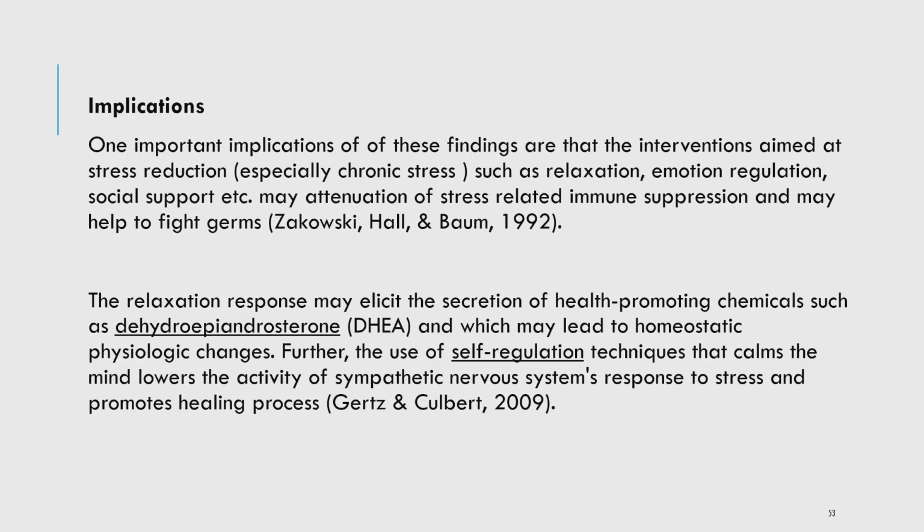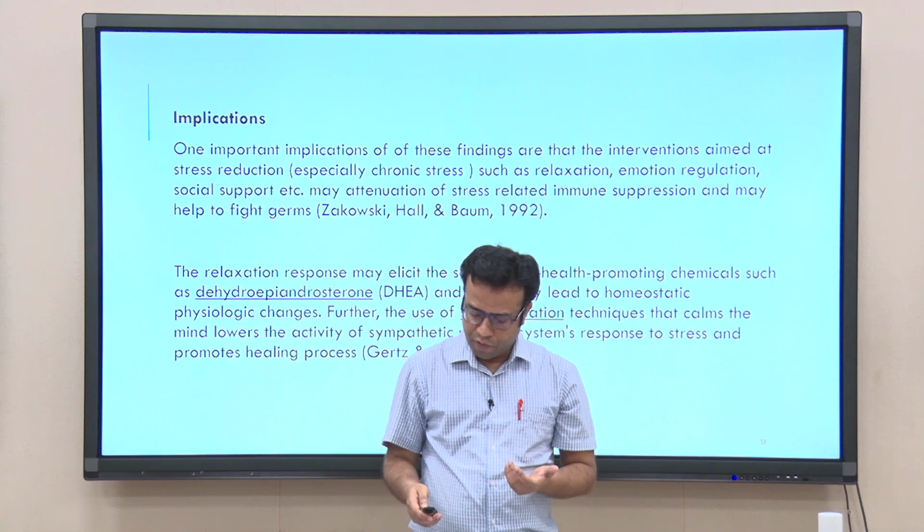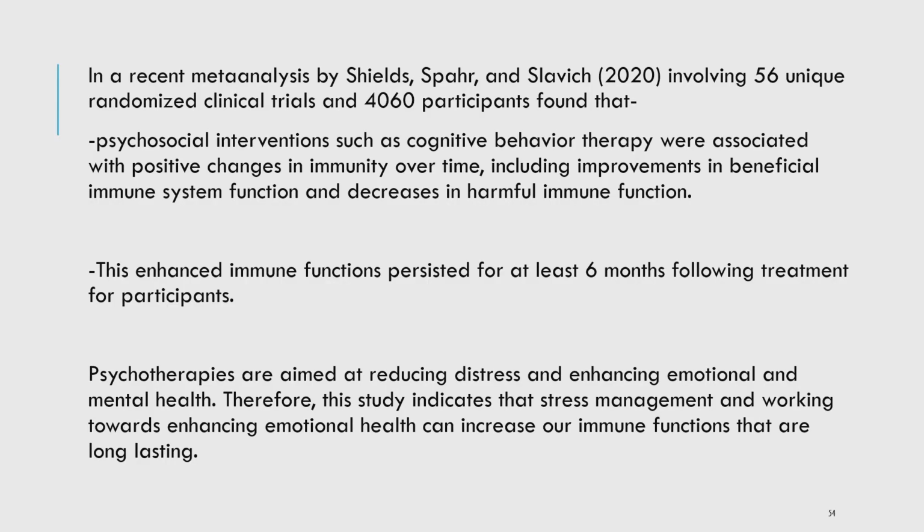And further, the use of self-regulation techniques that calm the mind lowers the activity of the sympathetic nervous system response to stress and promotes the healing process. So, the relaxation response overall calms down the body, and it seems to have a positive impact on our immune function also. For example, in this year only, very recently, one meta-analysis was done on 56 randomized trials, which had more than 4,000 participants, and they found that psychosocial interventions such as cognitive behavior therapy were associated with positive changes in the immune system over time, including improvements in beneficial immune system functions.